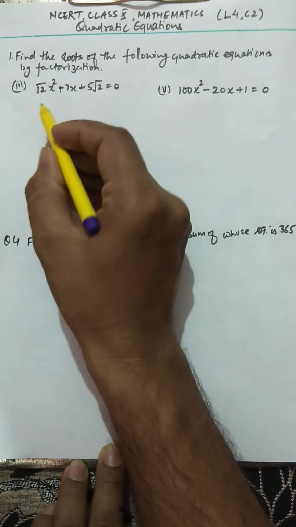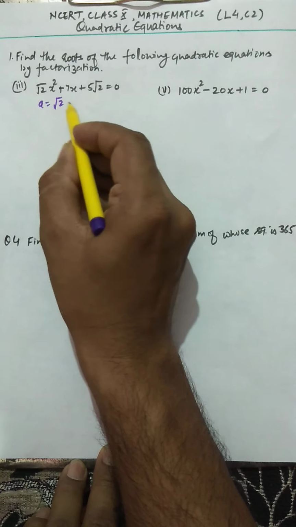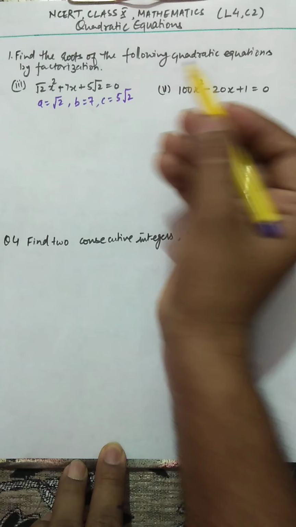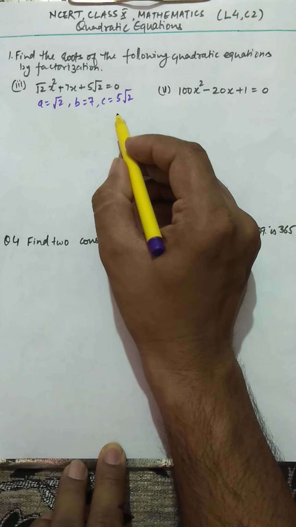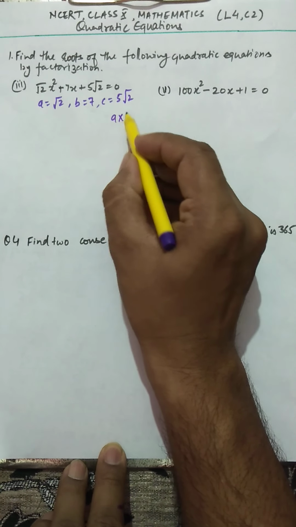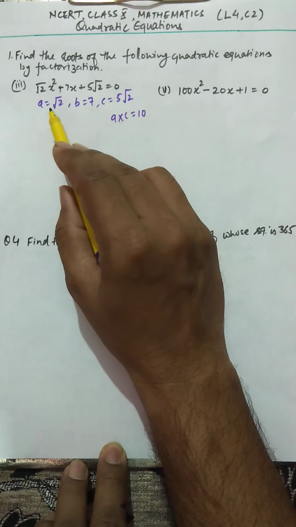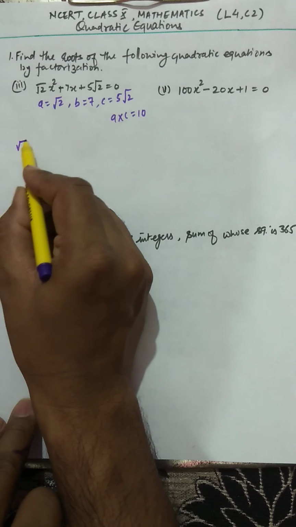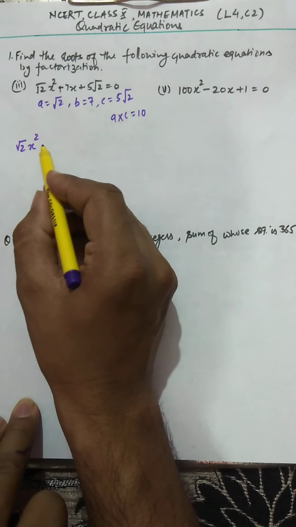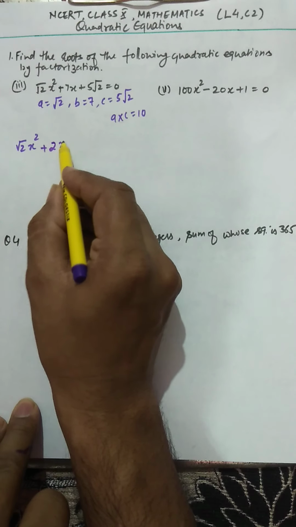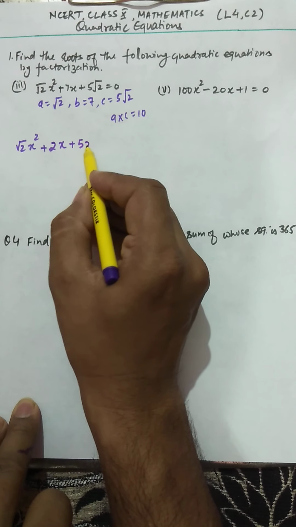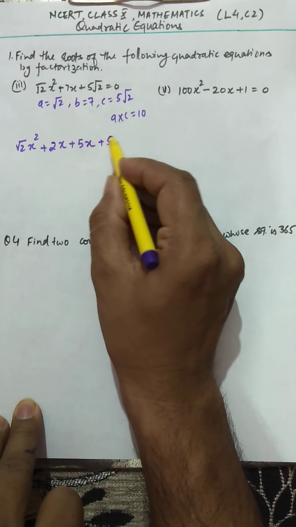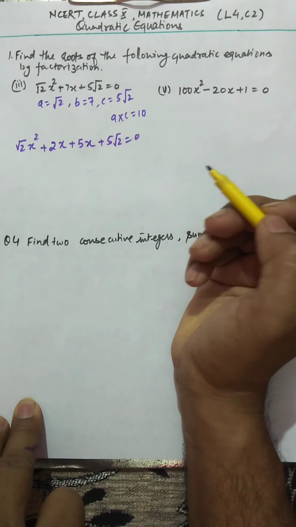that how you can split the middle term. Normally a is root 2, b is 7 and c is 5 root 2. Your step 1 that you always do is a into c, so this becomes root 2 into 5 root 2, which is 10. Now your middle term can be split this way: you can write it as 2x and 5x, because 2x plus 5x is 7 and the product is also 10, and this is 5 root 2, equal to 0.